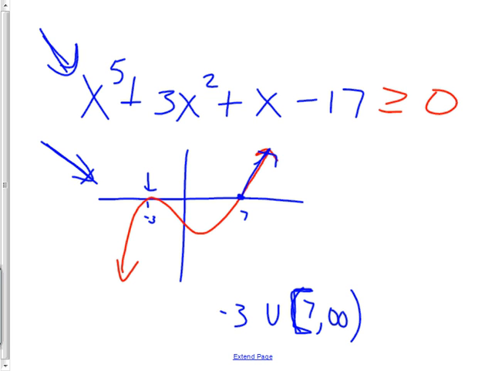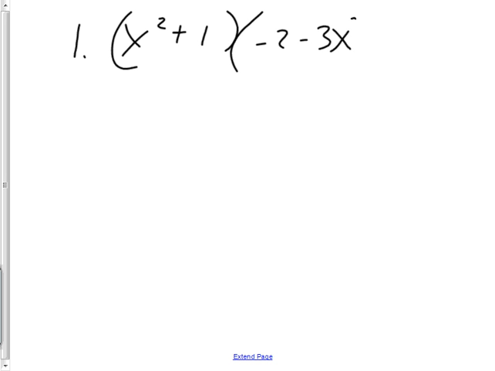Okay, the very first one is one of those weird ones where it has no roots. So let's do that one together. Here we go, number 1. X squared plus 1, and then negative 2 minus 3x squared is greater than 0.